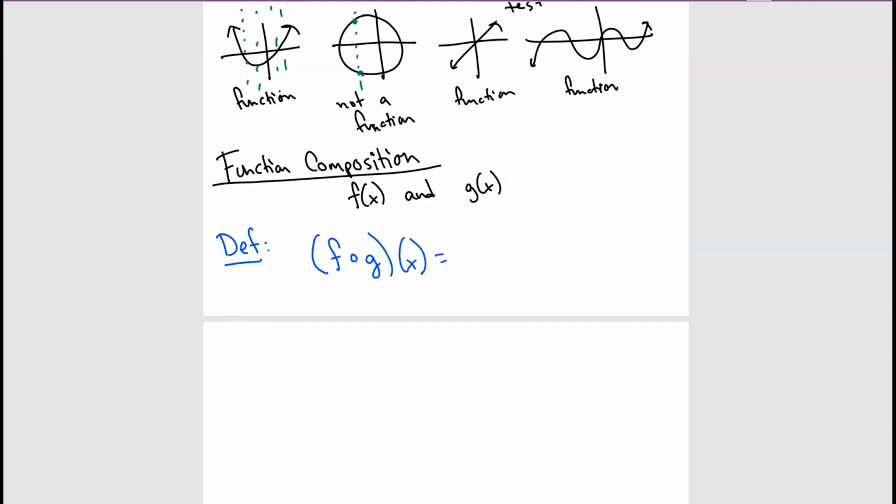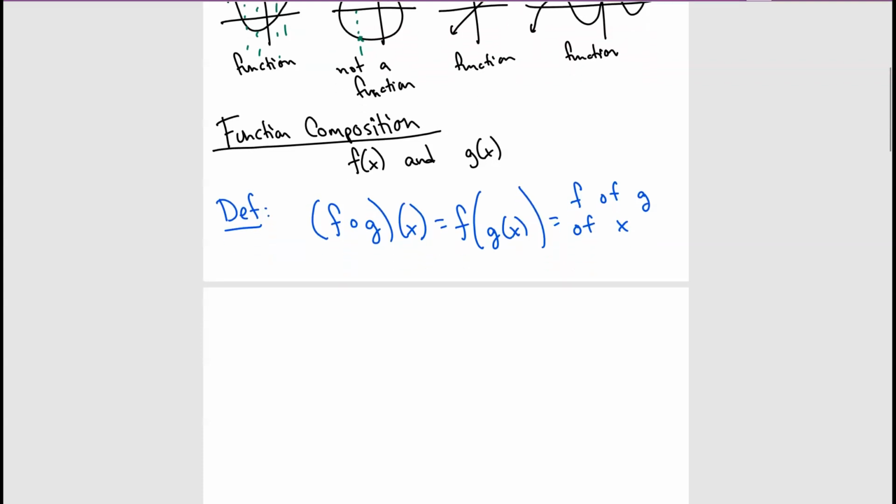The way that we read this is that whatever g is, I'm going to plug it into the x's that f has. So whenever this thing is on the inside, that's what we're going to plug into the outside function. You can call it the outside function.